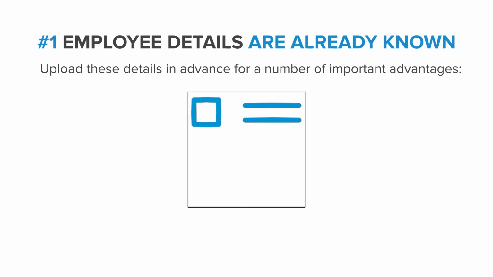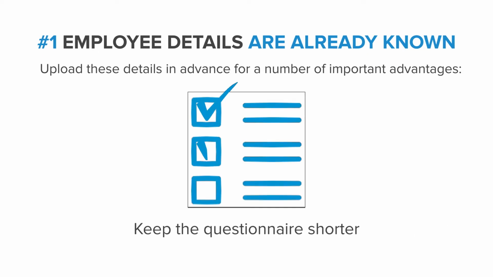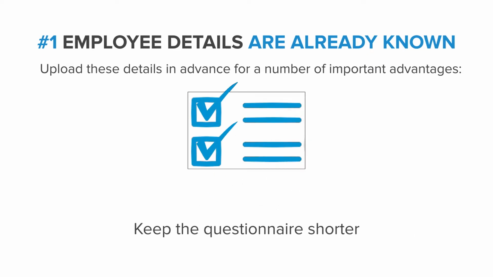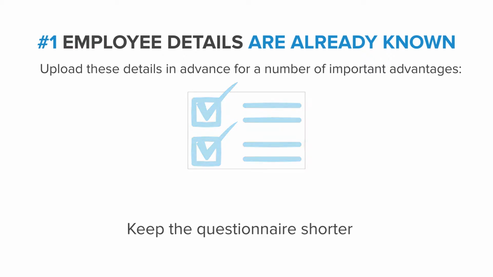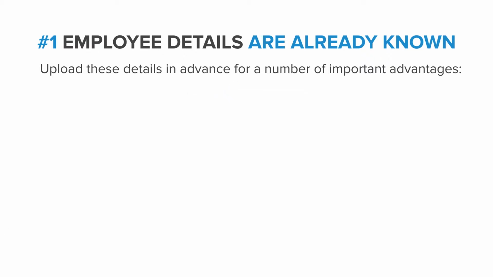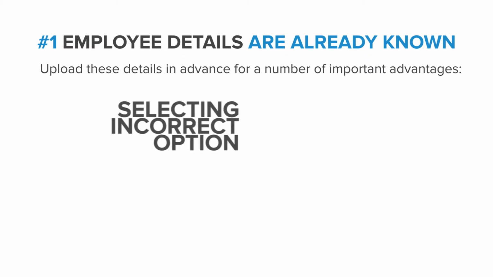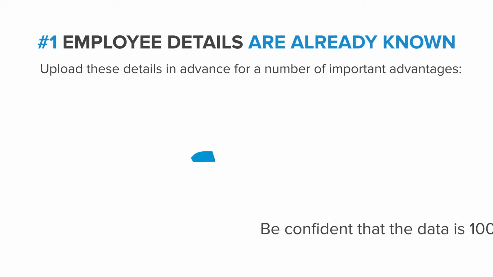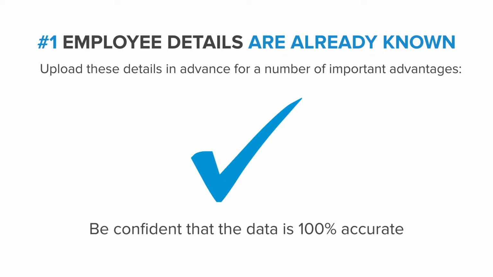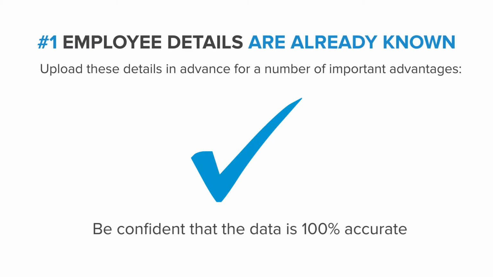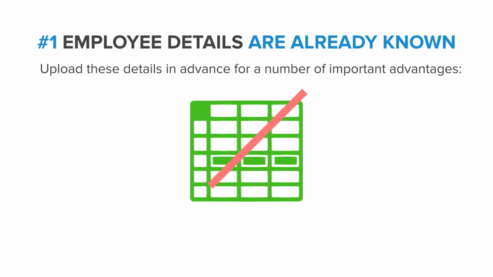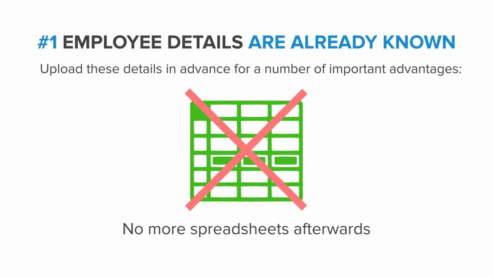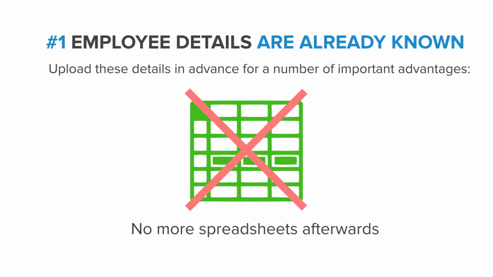Employee Life allows you to upload these details in advance of a survey, and this has a number of important advantages. Firstly, you don't have to ask these questions in the survey itself, which means you can keep the questionnaire shorter. Secondly, our own research indicates that sometimes people can select the incorrect option, which reduces the accuracy of the data. By uploading these details in advance, you can be confident that the data and results are 100% accurate. And finally, you don't have to manipulate the data in any spreadsheets afterwards. Everything is available instantly on our real-time results dashboard. We'll take a look at this shortly.